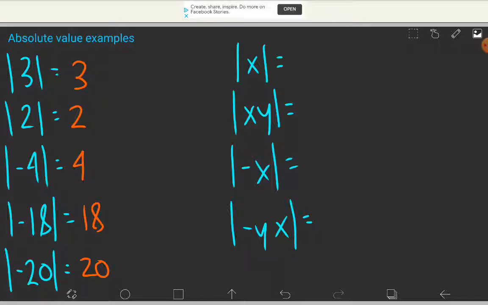So does this work with variables? And it does. It is the same idea. So the absolute value of x from 0 will be x. The absolute value of x times y will be whatever the product of these two is, and it would be positive, so it would be xy. The absolute value of -x from 0 is x, and the absolute value of the product of -y and x would be yx. So I think you can see the pattern here. Just really whatever you have inside of the absolute value bars will come out positive.